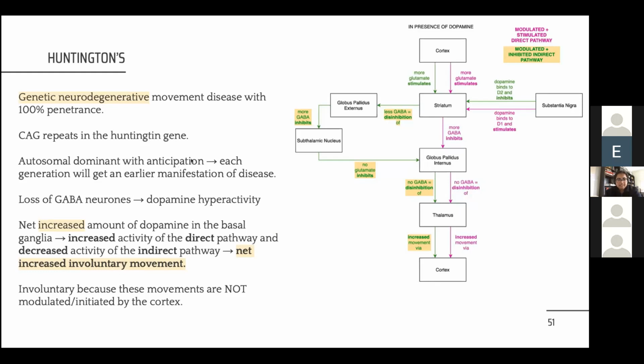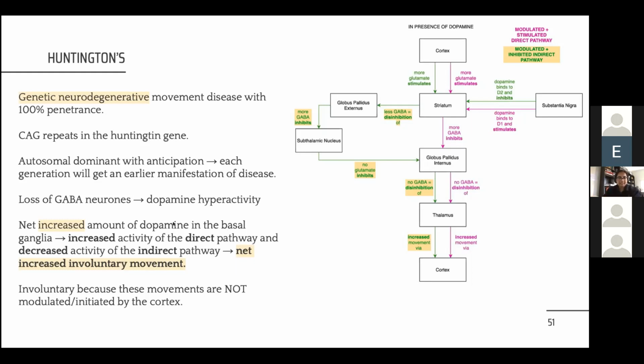It has this thing called anticipation, which means that there are so many repeats that in the gametes, either the eggs or sperm of the person with Huntington's, when meiosis is happening, the enzymes that control DNA replication lose track of the repeats and just produce more repeats. Because of that, someone with Huntington's, their children will have more repeats of the CAG sequence, and so their children will get the disease earlier.